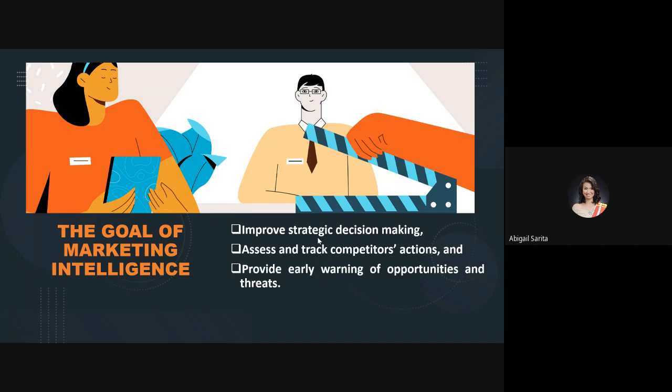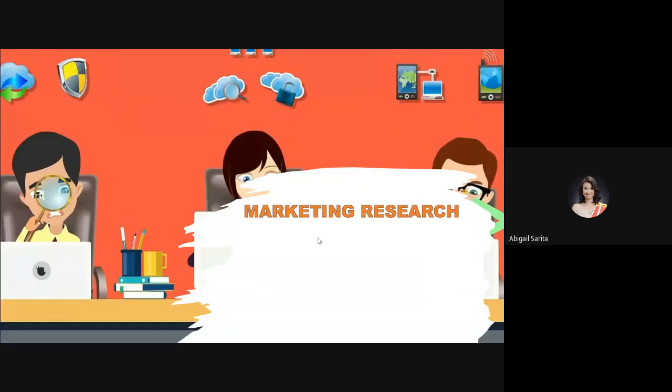So, that's what we call early warning of opportunities and threats. So, these are the 3 goals of marketing intelligence. Next is marketing research. When we say marketing research class, ayaw mo ng datas ng company mo kasi kulang. Sa marketing intelligence naman, inconsistent kasi iba-iba yung lumalabas na datas. Hindi mo alam kung ano yung susundin mo.